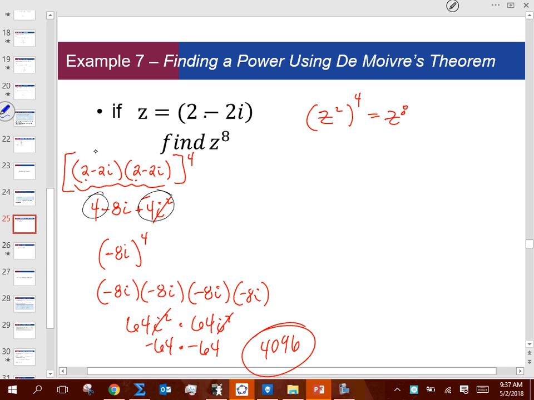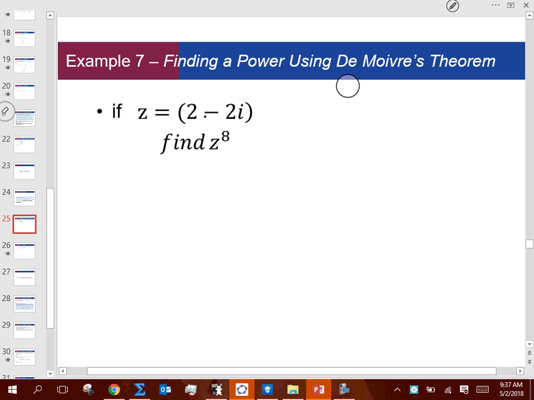The relationship between my a plus bi and a plus bi here provides me additive inverses. That won't always happen. So let's see if we can get the same answer using de Moivre's. Now, I'm going to use de Moivre's theorem. This is in rectangular form. I need to convert it to polar.